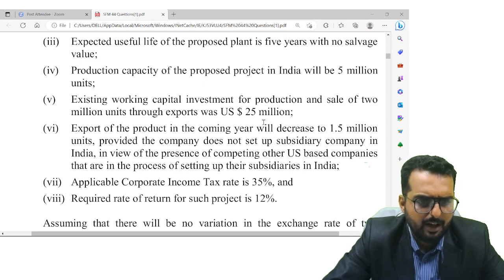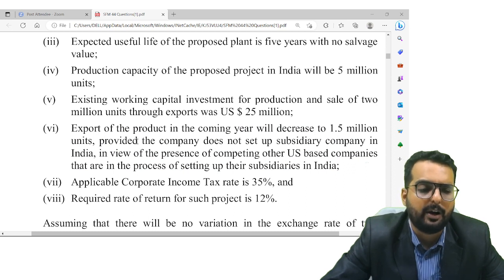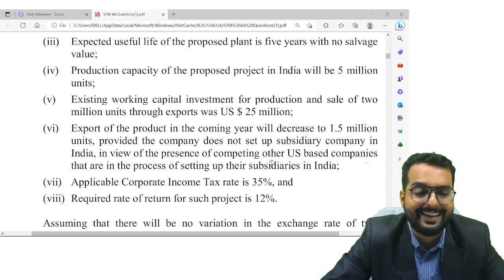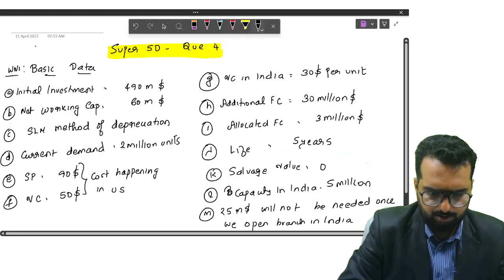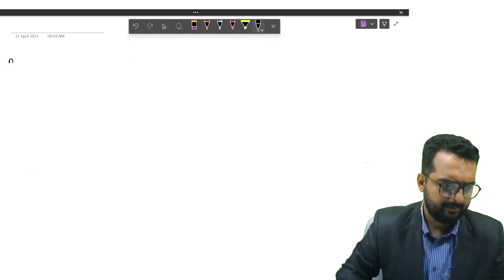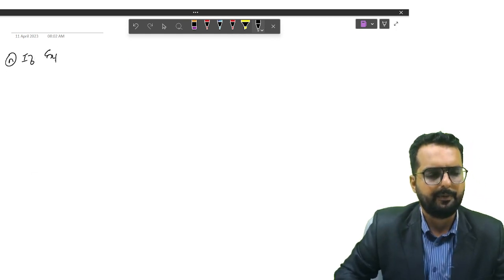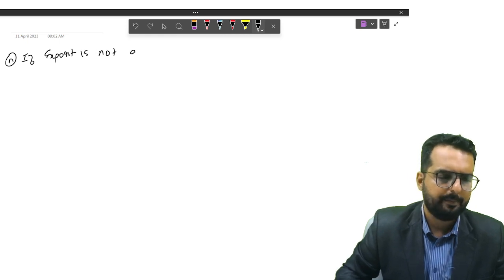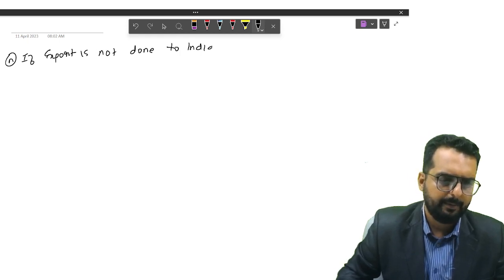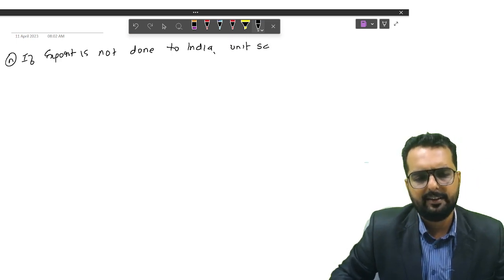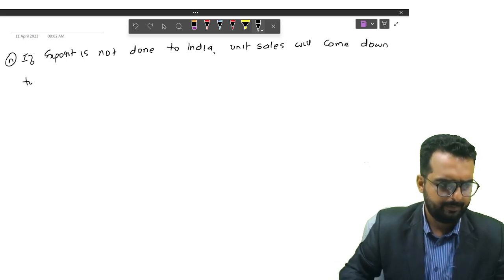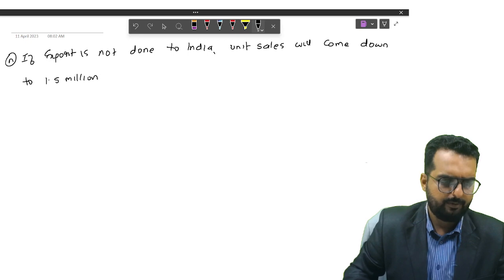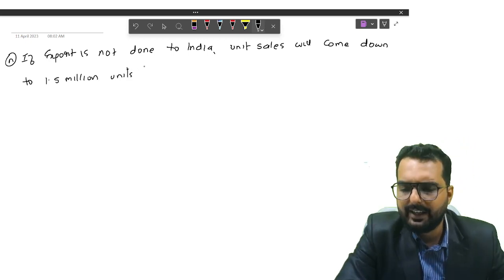Are you all clear with this part? Now they have given a beautiful sentence. Exports of the company will decrease to 1.5 million if they don't set up a subsidiary in India. Alright, that part is a little tricky. I'll just explain that to you. If export is not done to India, unit sales will come down to how much? 1.5 million units. Everyone interact with me.